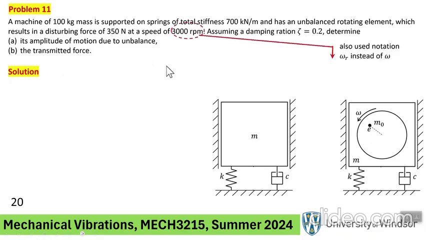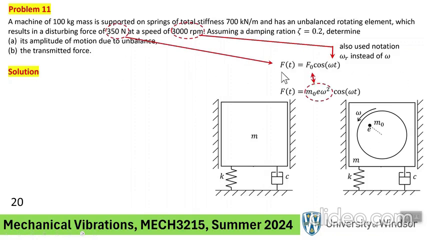Okay? So, first of all, we also use omega r and omega interchangeably. This is the rotational speed of the rotating component, or omega is the speed of that. Okay? Now, this is the disturbing force, F naught cos omega t, which for a rotating unbalanced problem, we showed that this F naught actually looks like this, m naught e omega squared. Okay? So that's what this thing is. That is not the transmitted force.